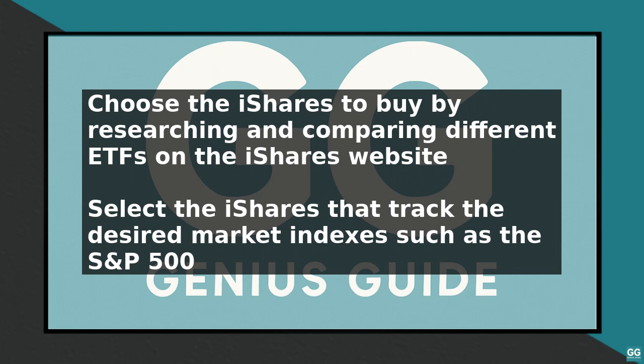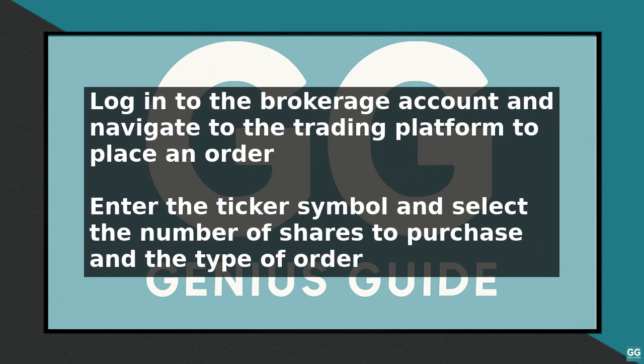To place an order to buy iShares, log into your brokerage account and navigate to the trading platform. Enter the ticker symbol of the iShares you want to buy. Select the number of shares you want to purchase, and choose the type of order you want to place. You can choose from a market order, which will execute immediately at the current market price, or a limit order, which will execute at a specific price you set.